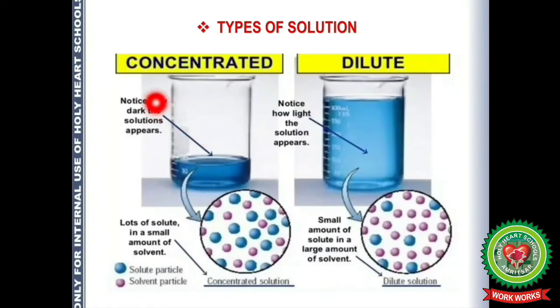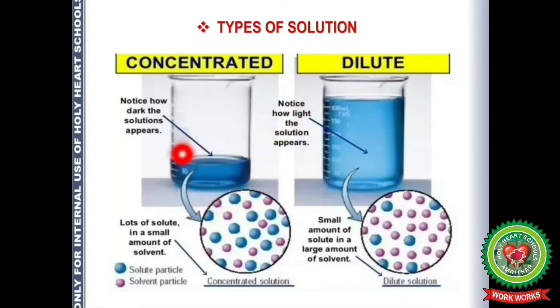But you should know what are the types of solution. There are two types of solution: concentrated solution and dilute solution. What do you understand by the term concentrated? Concentrated means the solution that has more amount of solute and less amount of solvent. So remember this, when solute is more and solvent is less, it is known as concentrated. And what is dilute? When solute is in a small amount and the solvent is in a large amount, then the solution is known as dilute solution.